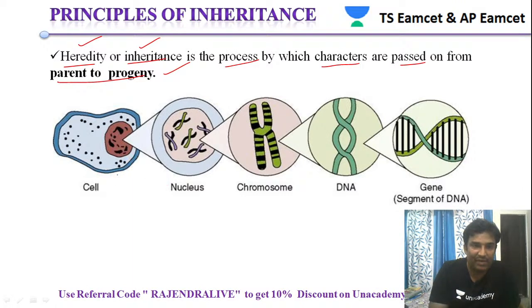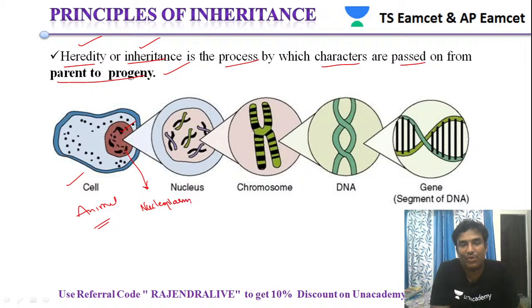Now, in a cell, whether it is a plant cell or an animal cell, of course we take an animal cell, we have a nucleus. Inside the nucleus we have a fluid-like substance that is called nucleoplasm. Inside the nucleoplasm we have chromosomes. Chromosomes are present inside the nucleus.